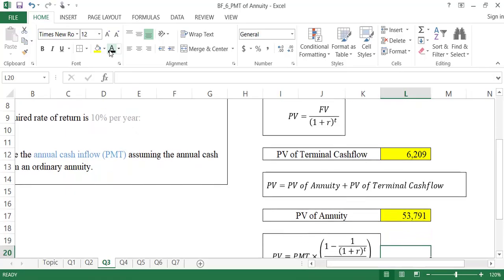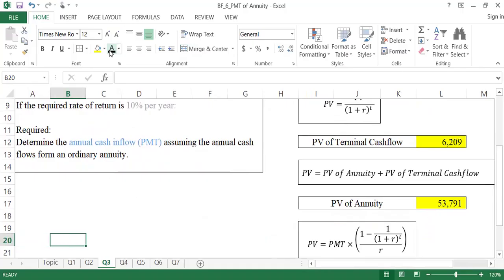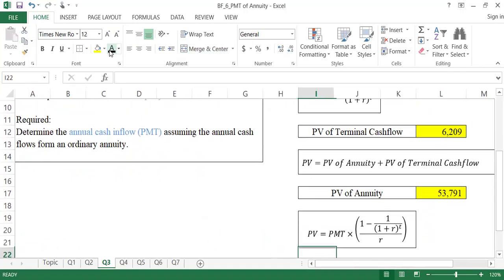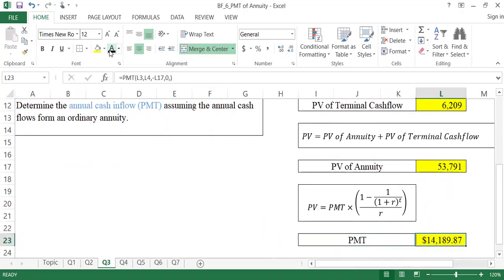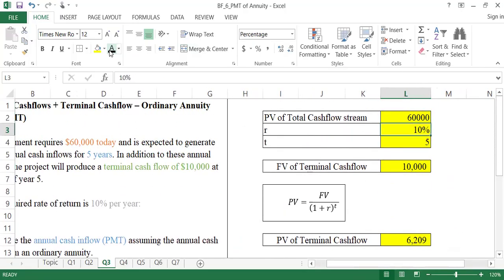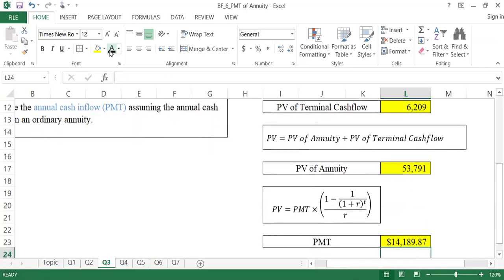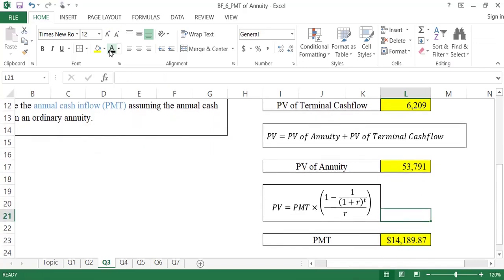Once we know the present value of annuity, we can easily find PMT. We know the PV of the annuity. We know the rate of return, which is 10%. We know it's for 5 years. Put T is equal to 5 and R is equal to 10% in this formula and find the value of PMT.